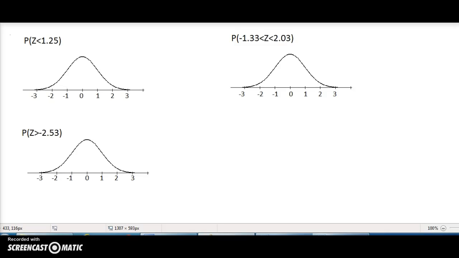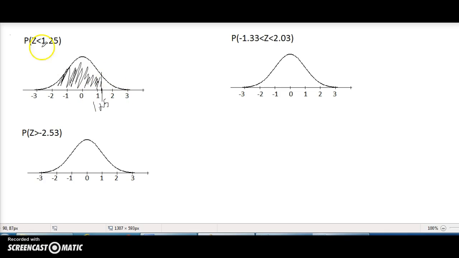Okay, so here I have three examples of finding standard normal probabilities. For the first example, I have the probability of z being less than 1.25. So let's draw this on the plots. We have 1.25. Here's about 1.25. So draw the line, and we're looking for the area to the left. So we shade to the left.